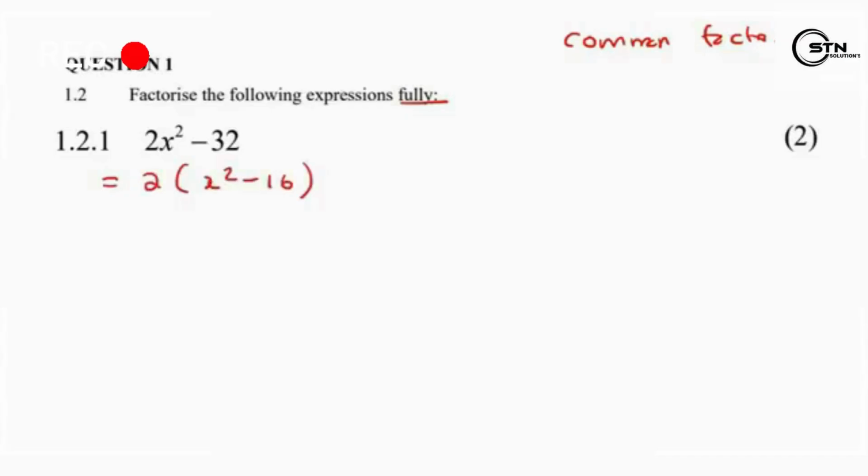Now, don't just stop. That's probably only going to get you 1 mark. It's a 2-mark question. So now what you do is you try to think of all the other types of factorizing, such as difference of squares, trinomials, it could be a cubic, which is something we learn now in grade 10, or it could be a grouping.